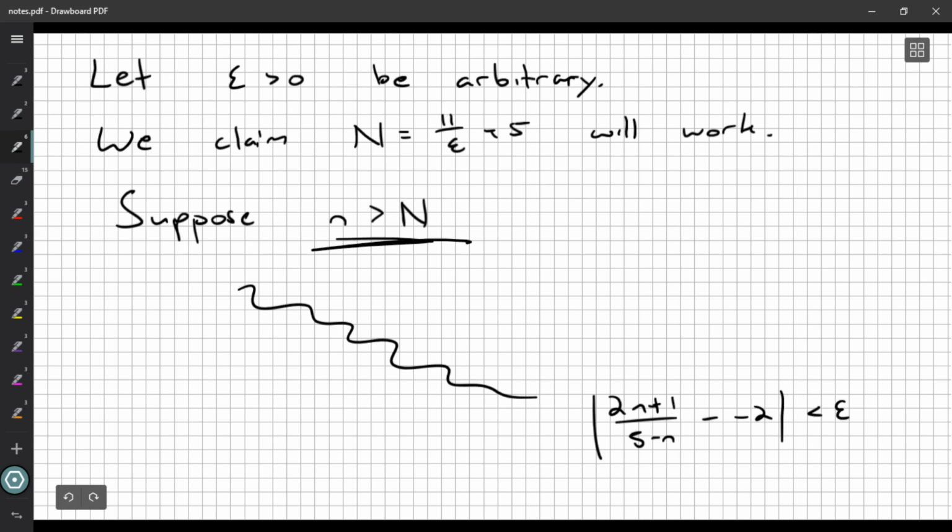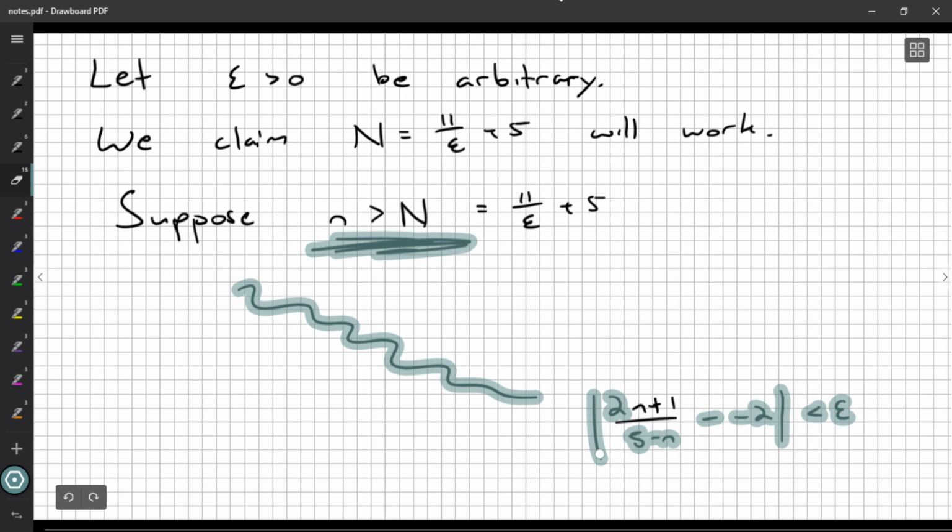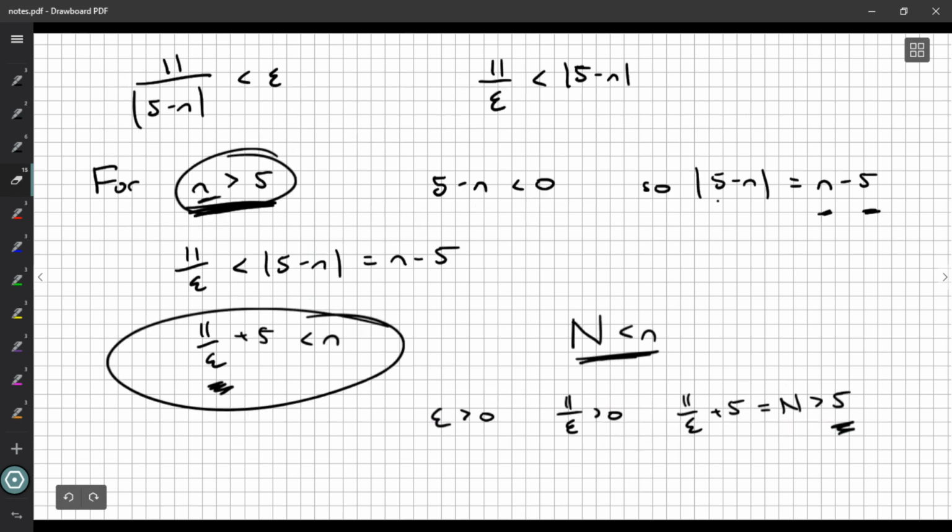Okay, just from this start. Now we know what epsilon is, and we know what n is based on epsilon. It's 11 over epsilon plus 5. Okay. So what are we going to do here? Quite often it helps to try and reverse our rough work.